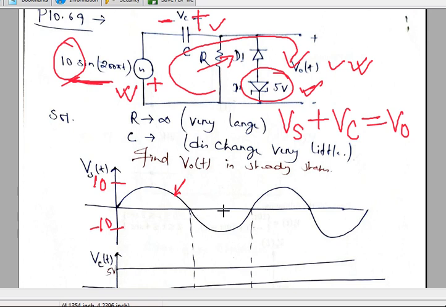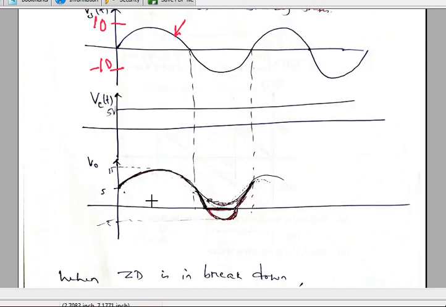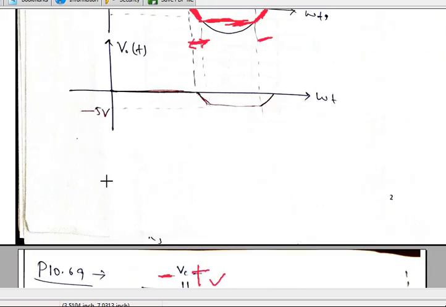Some students have made mistakes in this problem, but overall many students have done correctly. Some students also consider the discharging like this one. No need to consider the discharging, because in the question itself it is mentioned that RC is very large, so there is no substantial discharging. Those who have drawn like this one also, they will get full marks, no problem. I will consider it. But next time in the exam, if it is mentioned that RC is very large, you can simply ignore the discharging part, and you can analyze like this one.